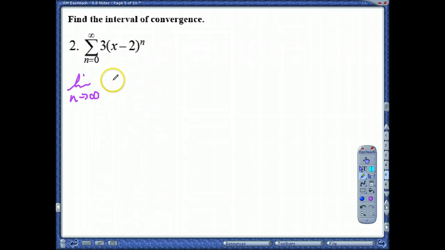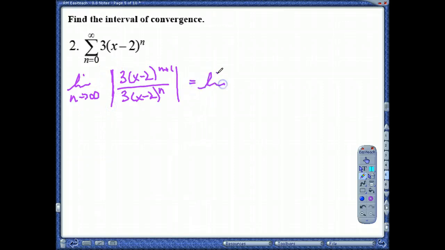So the limit is n approaches infinity of the n plus 1 term. Remember, it's just the n plus 1, the x isn't changing, divided by the nth term. Now when I simplify that, I get the limit as n approaches infinity of, the 3's cancel, x minus 2 to the n plus 1 over x minus 2 to the nth, so I have just x minus 2.